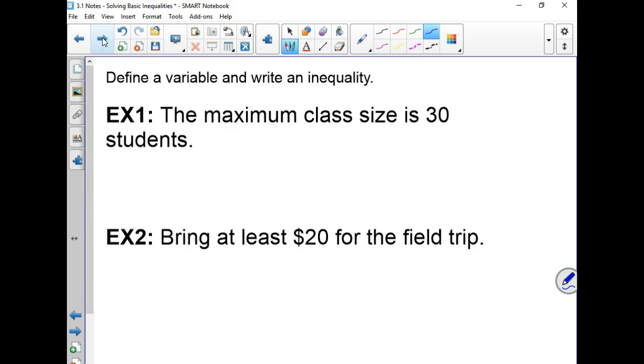So let's look at doing this for a few word problems. So in this case, in example 1, it says the maximum class size is 30 students. So if we let x be our class size, the maximum is 30, so you can have 30 students, but you cannot have more. That means our class size is less than or equal to 30. Sometimes that's a little confusing because maximum seems like more, which seems like greater than. But if you see a maximum, that is the upper limit, so it's going to be less than or equal to that upper limit.